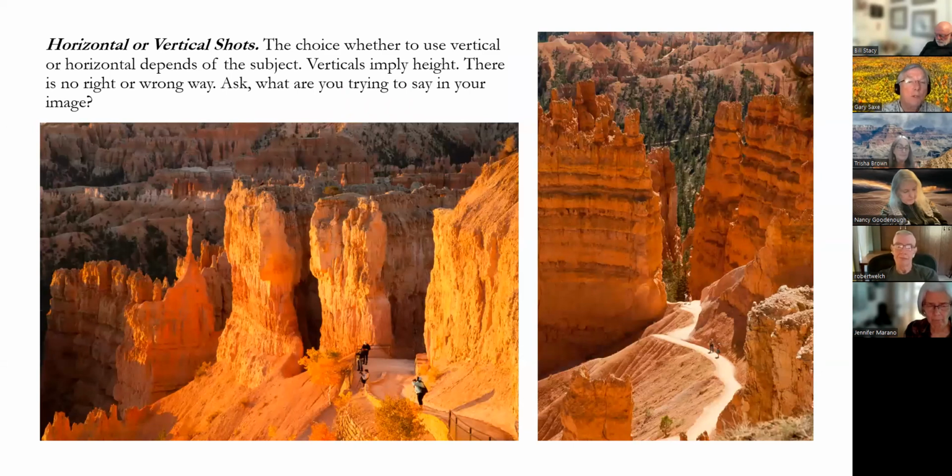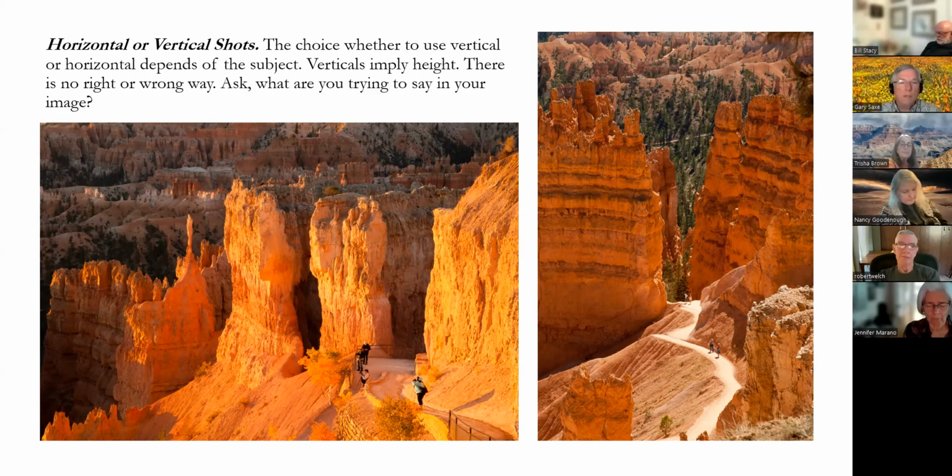Horizontal or vertical shots. The choice whether to use a vertical or horizontal depends on the subject. Verticals imply height. There is no right way or wrong way. Ask, what are you trying to say in your image?